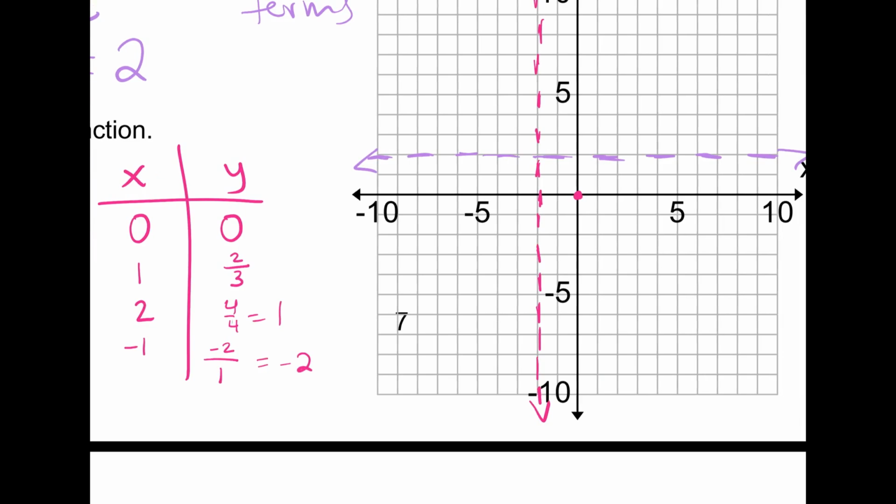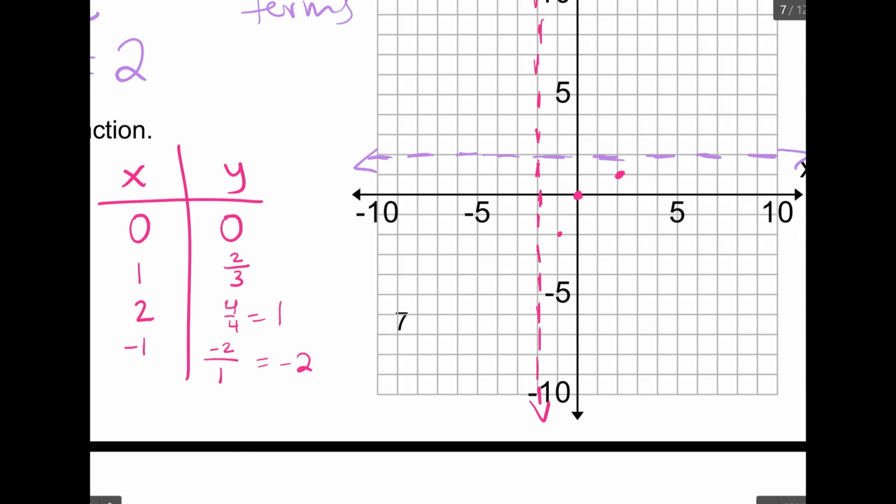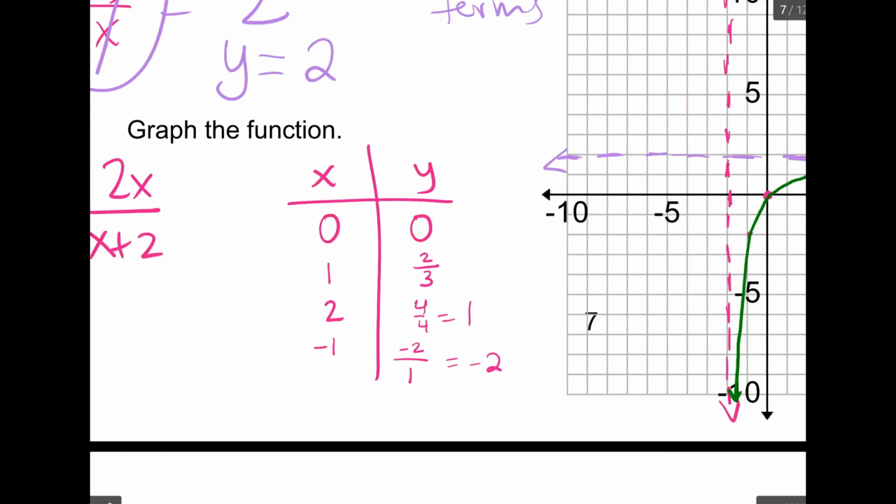So let's see, 2 comma 1, negative 1 comma negative 2. So it comes around this way. Let me pick a different color so that way it's not so confusing. What you're saying is that you can leave out the first. Or we included this. I included it when I was graphing.